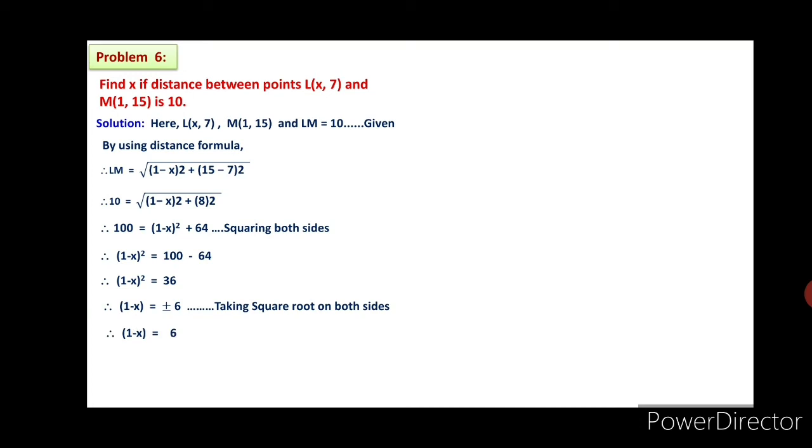That is, 1 minus x is equal to 6, or you can say 1 minus x is equal to minus 6. Therefore, 1 minus 6 is equal to x, or you can write that 1 plus 6 is equal to x. Therefore, you are getting x is equal to minus 5, since 6 is greater and 1 minus 6 has a negative sign. Therefore, x is equal to minus 5, or you can get that x is equal to 7, since 6 plus 1 is 7.